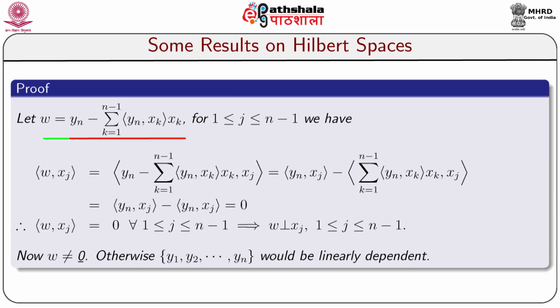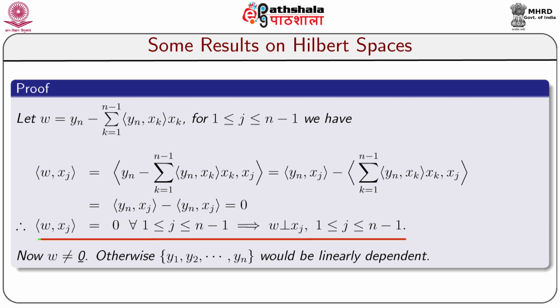Let W equal to yn minus sigma k equal to 1 to n minus 1 inner product yn comma xk into xk. Thus, for 1 less or equal to j less or equal to n minus 1, we have inner product W comma xj equal to inner product yn minus sigma k equal to 1 to n minus 1 inner product yn comma xk into xk comma xj, which is equal to inner product yn comma xj minus sigma k equal to 1 to n minus 1 inner product yn comma xk into xk comma xj, which is equal to inner product yn comma xj minus inner product yn comma xj, which is equal to 0.